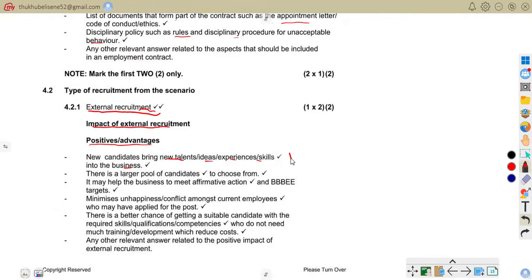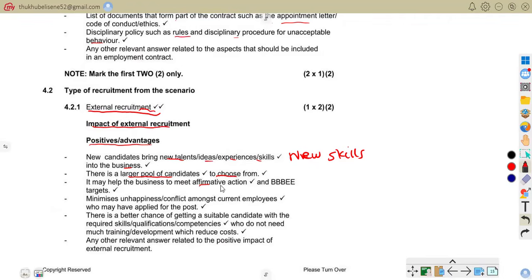Here we're talking about new skills. Because you'll be hiring experienced managers, there is a larger pool of candidates to choose from. Larger candidate pool. So we have a wide choice, unlike if you were recruiting internally, where you're going to be limited to the employees that we have.